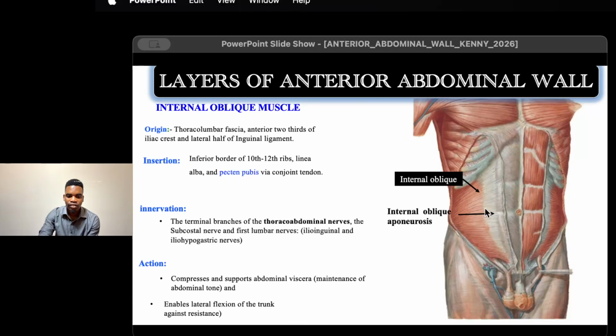Lastly, what about the action of this muscle? Same as external oblique, because they are oblique, they are found laterally. They're going to laterally flex the trunk. But because they form a layer of protection of the abdomen, they're going to tense the abdomen and also protect the abdominal viscera.